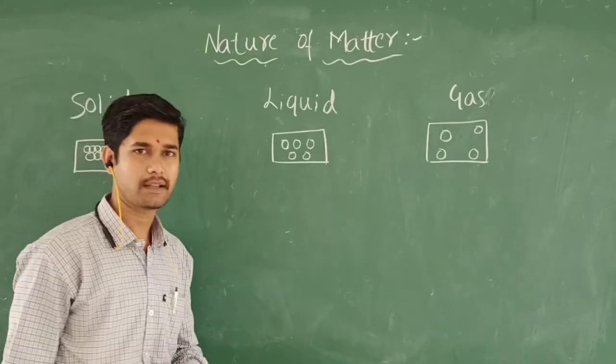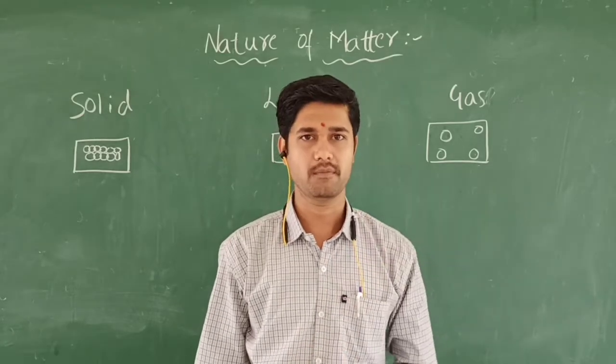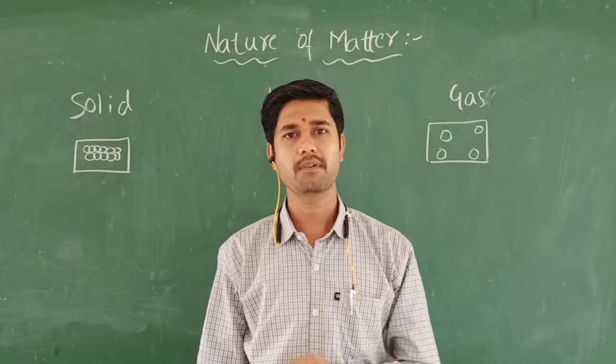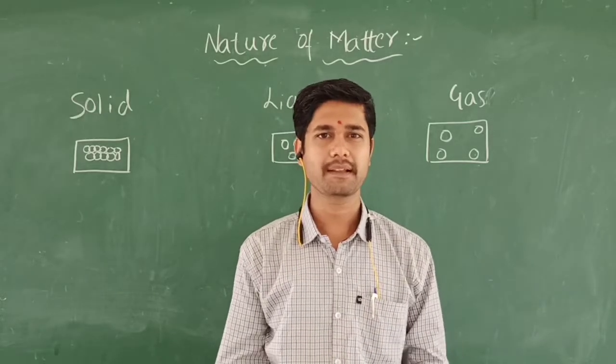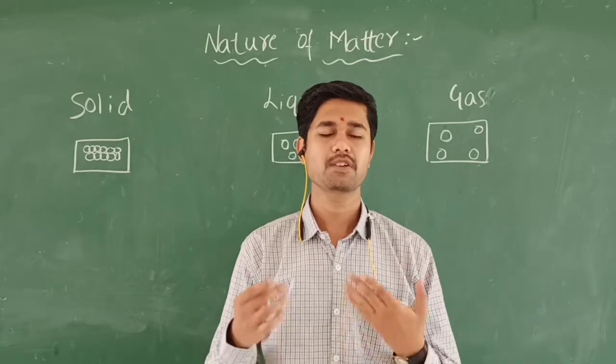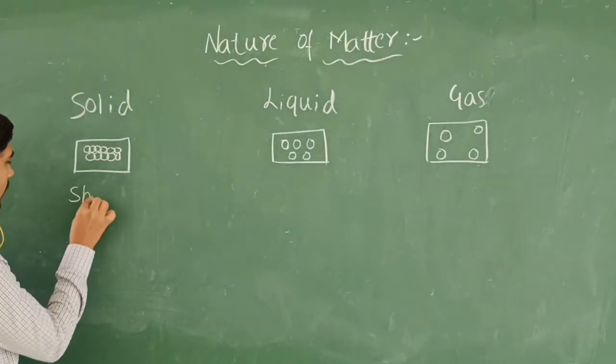One more we can tell. A solid has a definite shape and volume. If you take the book, how is the book? The book is in a rectangular shape, like this. Definitely they have shape and volume.